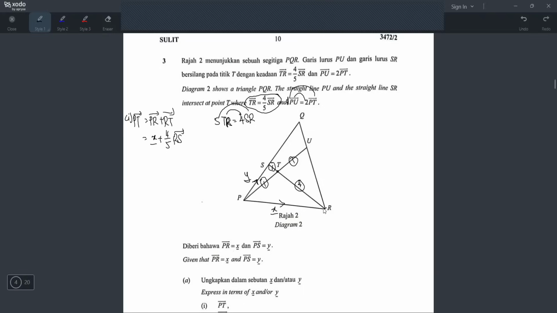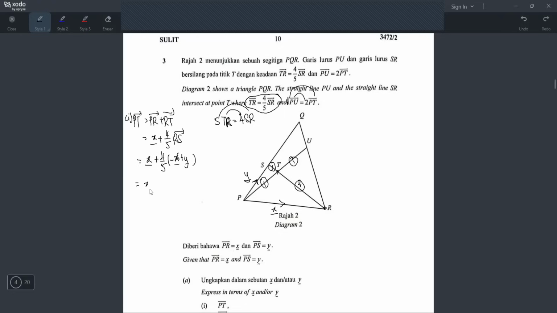I repeat one more time. R to T is 4 portion, but R to S is 5 portion. So RT is 4 over 5 RS. And I already told you in the beginning, you can find RS easily because RS is RP plus PS. So it's negative X plus Y, right? Why negative X? Because P to R is X. So R to P will be negative X, and then plus Y, all right?